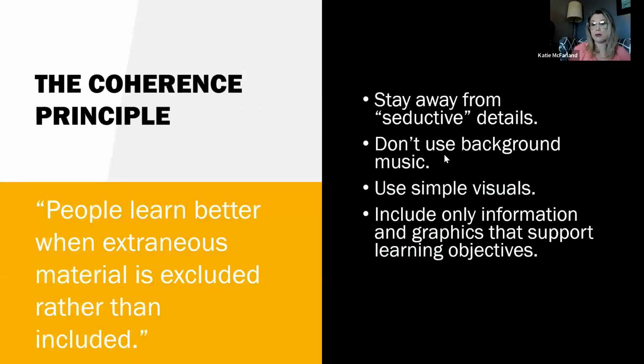So the first principle that we're going to talk about is the Coherence Principle. It basically states people learn better when extraneous material is excluded rather than included. So if we don't give our audience a whole bunch of extra stuff they have to sort through, we're going to be more effective because they're going to know what's important. We call them seductive details: if it's just a cool, interesting thing, but it's not really relevant to the learning, that would be a seductive detail.